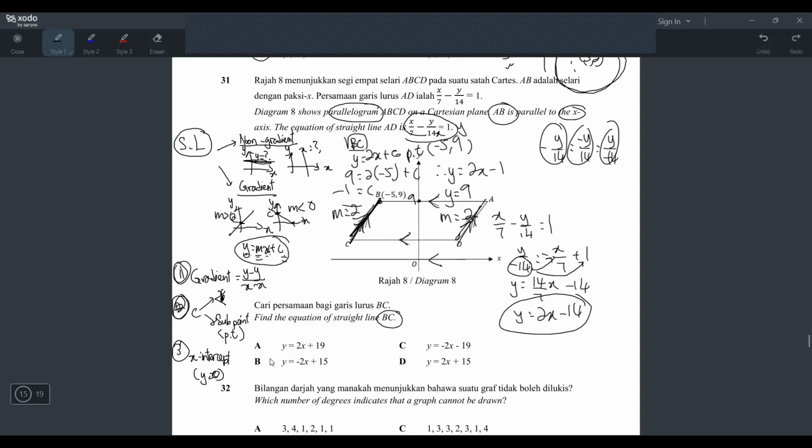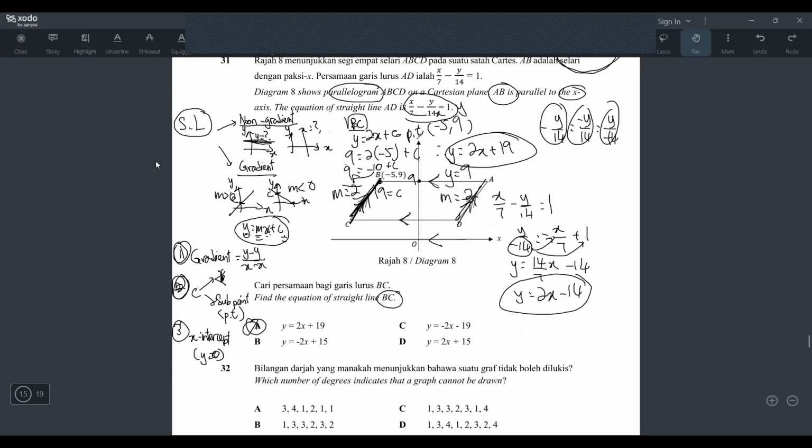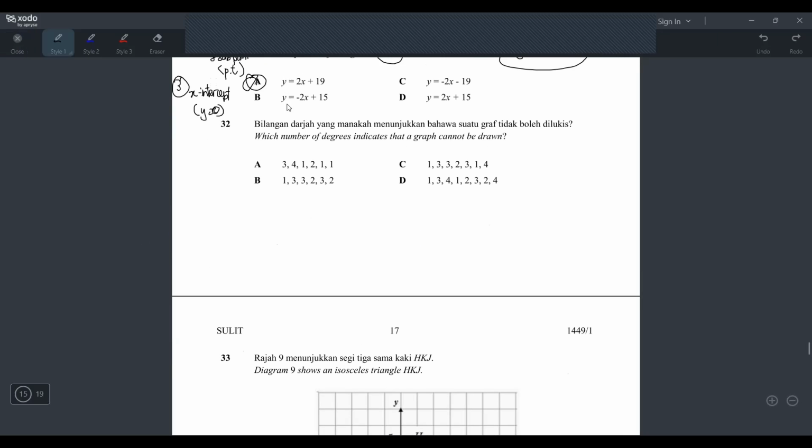So the, what? 2 times 5 is 10. Okay, sorry. This one is 9, equals 2 times negative 5, which is negative 10, plus c. So your c is actually 9 minus 10. Move over, it becomes plus 10. So 9 plus 10 is 19. So your final answer is y equals 2x plus 19. Okay, so yeah, there is the answer. Right? So the answer is A. Okay, sorry, I made a small mistake here. Okay. All right, number 32.